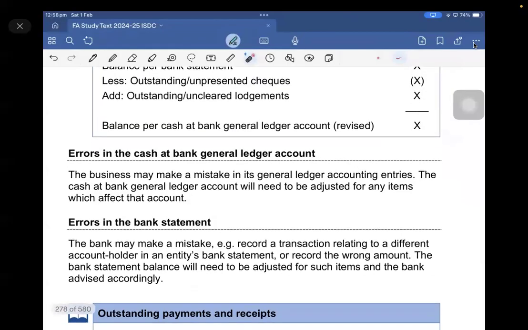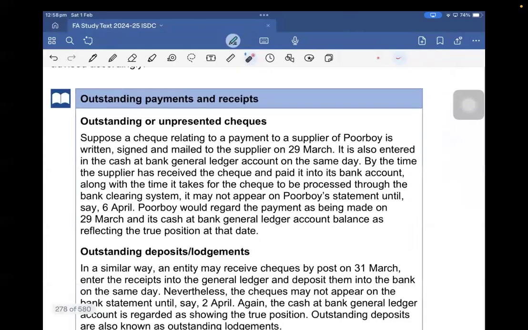Okay, so the next type of error is errors in the cash at bank ledger account. Whatever errors you have committed in your bank ledger account need to be reversed. Understood? Next is errors from the bank. That means the bank has recorded something in error, so you need to reverse it.